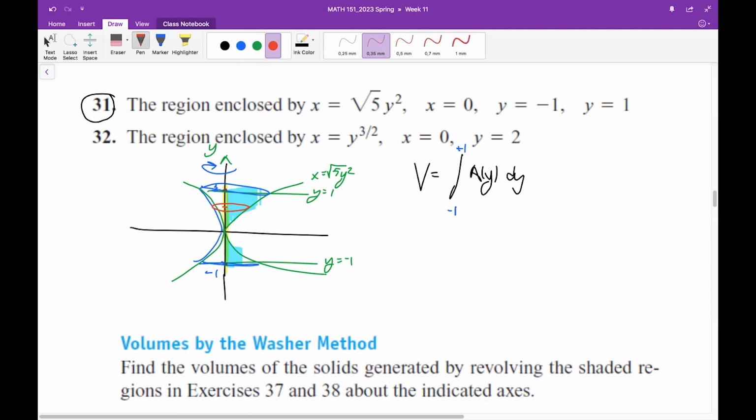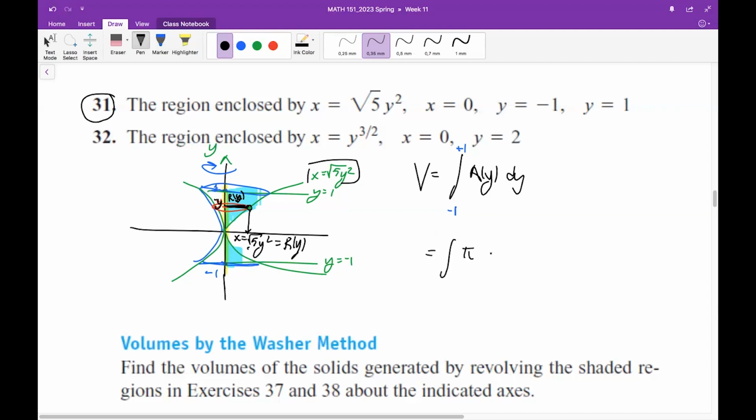Then the radius of this disk. For some arbitrary point y, the radius is determined by this curve, as you can see, right? You need to concentrate on this point on the curve. So we need to find the exiting point, because everything should be expressed in terms of y. The radius also should be written in terms of y. So the exiting point, this is the equation of the curve. It is already given by the equation of the curve. It is square root of 5 y squared, which gives us the radius. That's it. We have everything.